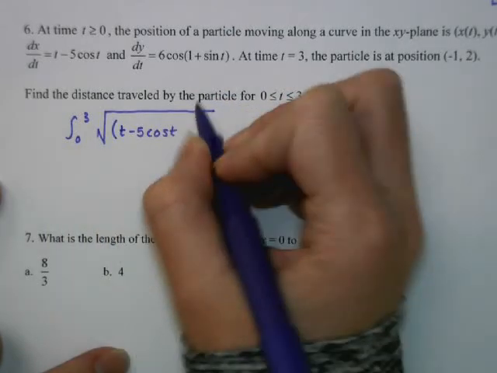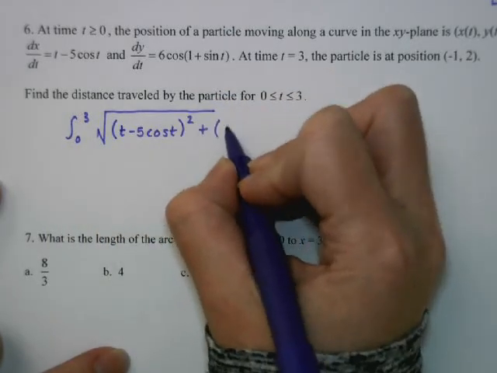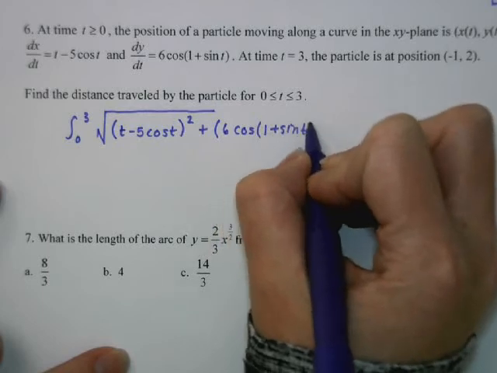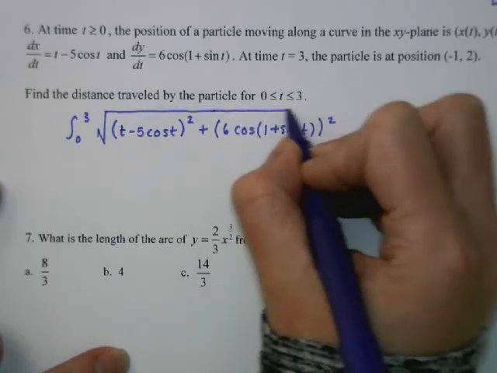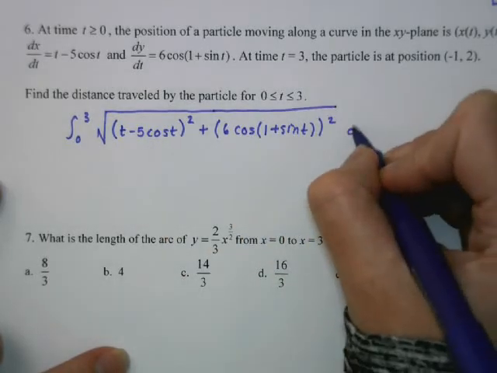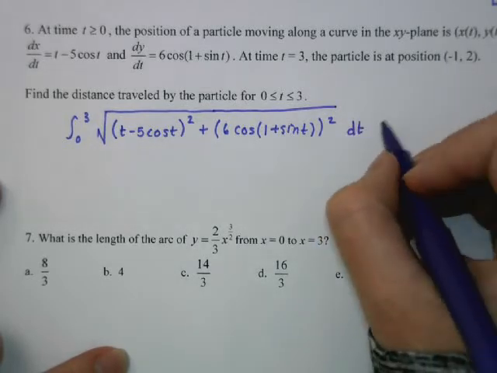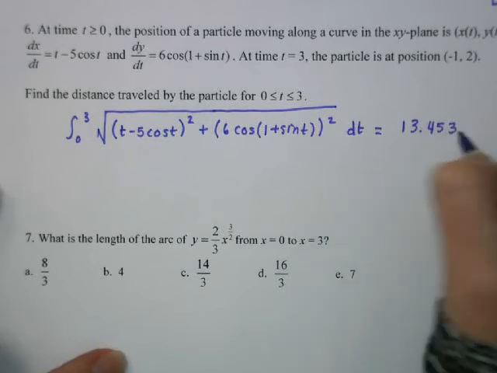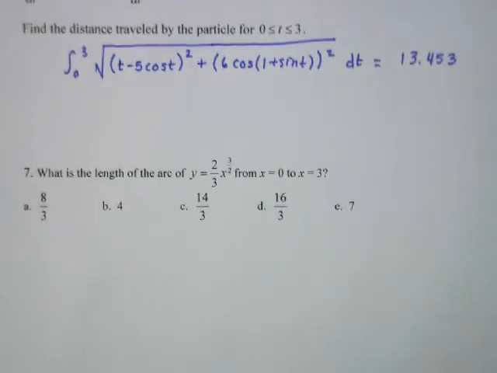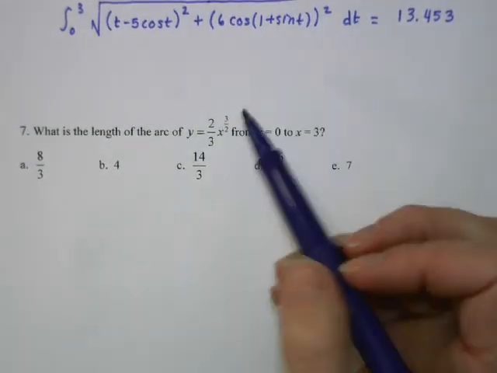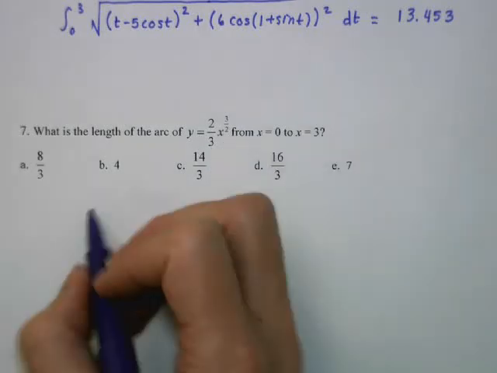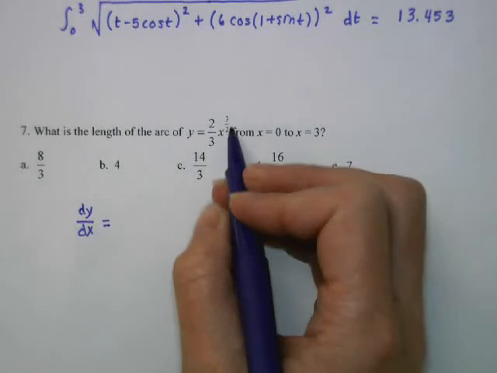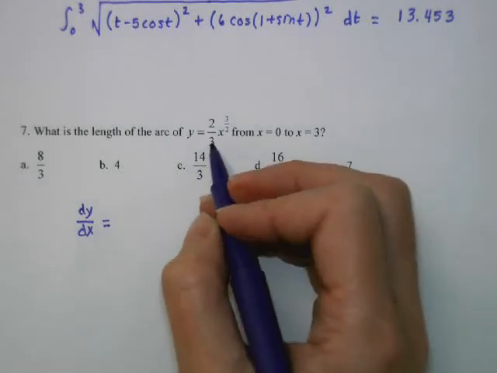Last, we have a multiple choice problem here. What is the length of this arc from 0 to 3? So start with our derivative. We'll multiply down: 2/3 times 3/2 is 1. So we're going to have x to the 1/2, which means (dy/dx) squared is just x. So we have the integral from 0 to 3 of the square root of 1 plus x.